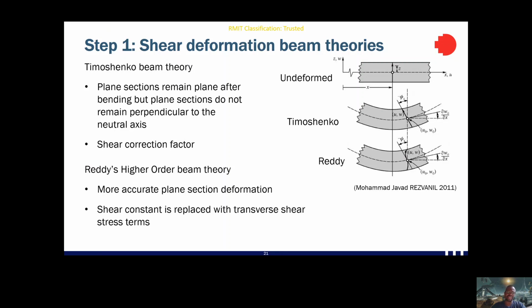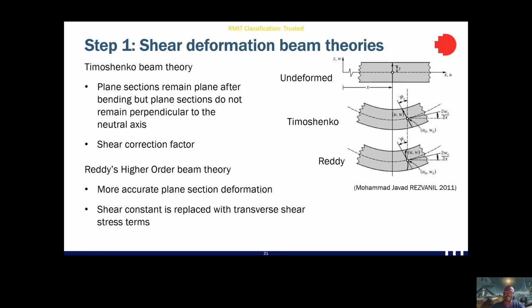It also introduces the shear correction factor, which accounts for the assumption that the shear stress remains constant throughout the thickness of the beam, which isn't the case. The other beam theory is the more accurate one, which uses a cubic polynomial to depict the plane section deformation.